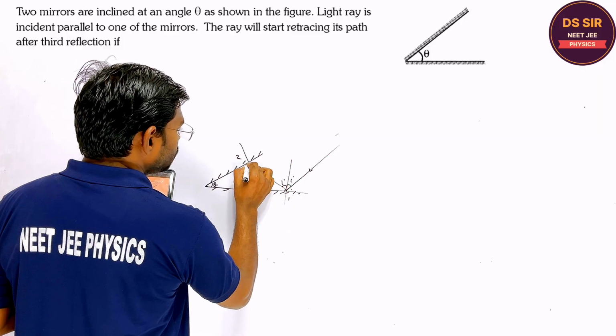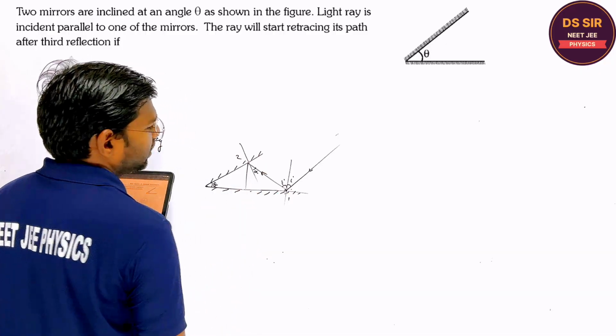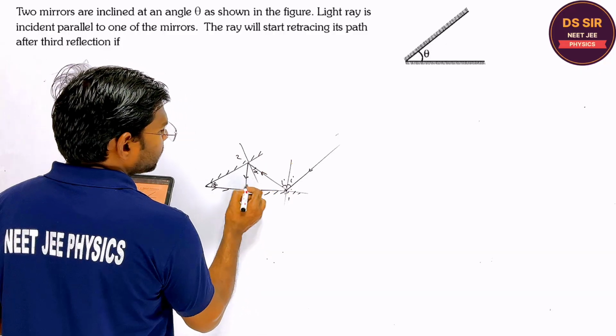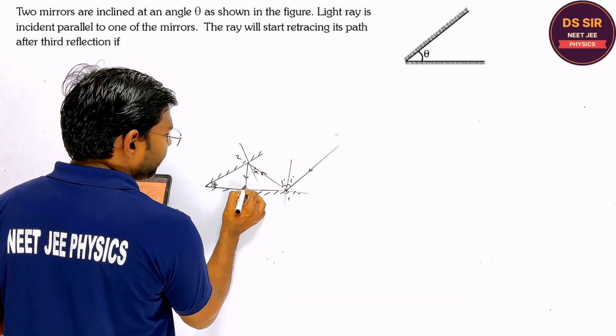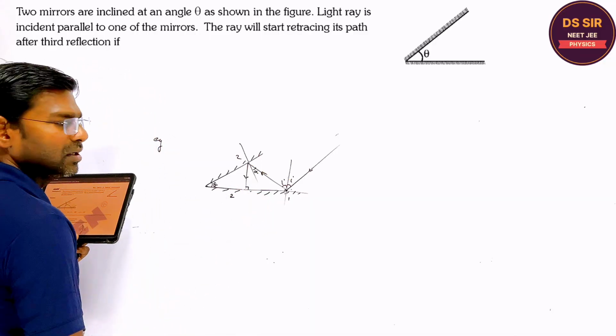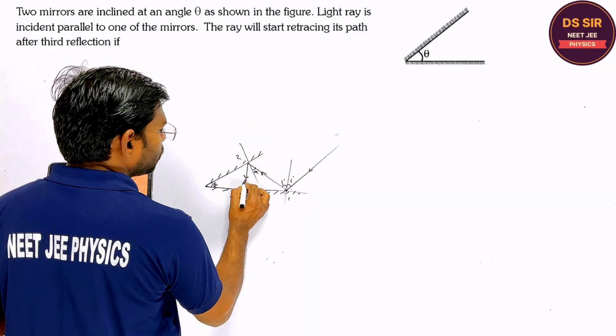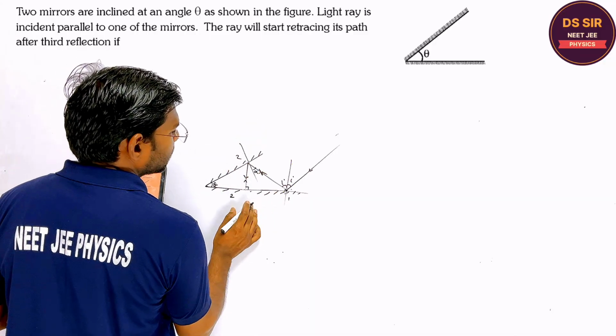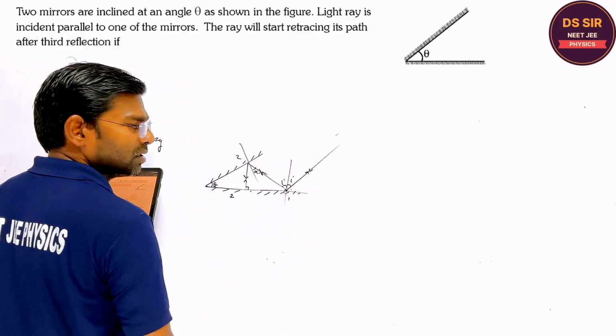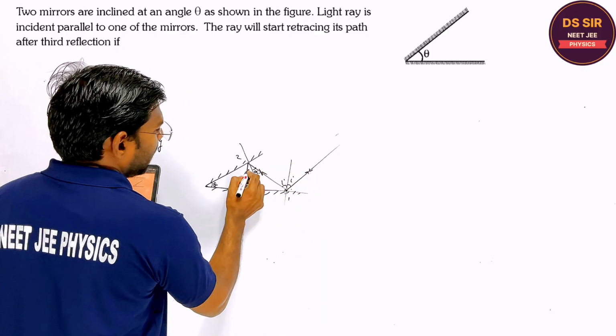So it should retrace its path after the third reflection. This is the first reflection, this is the second reflection, and it should be incident normally. It hits normally, so it should retrace its path in this way. Is it clear or not, you tell? Right, 90 degrees.